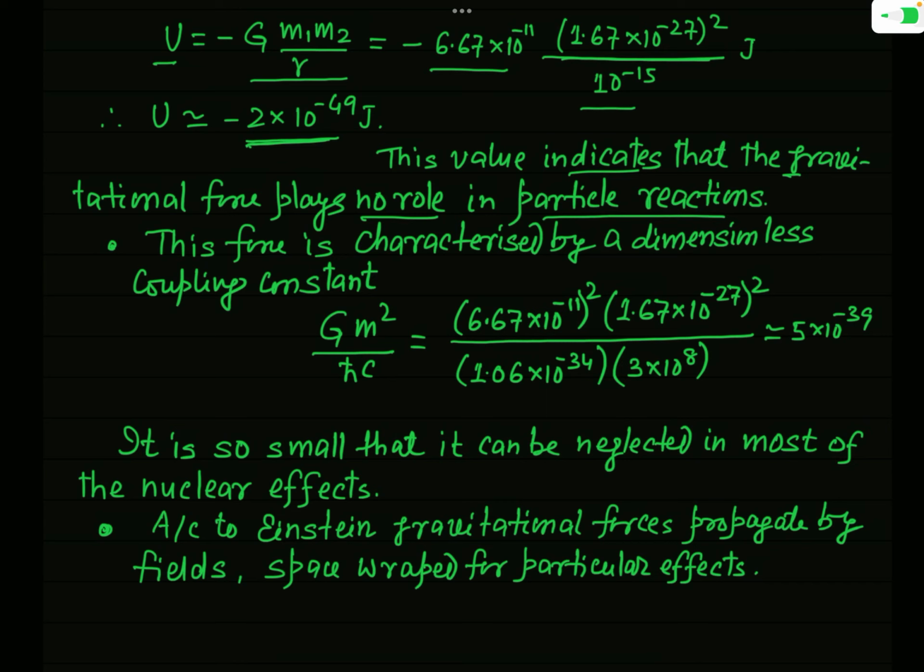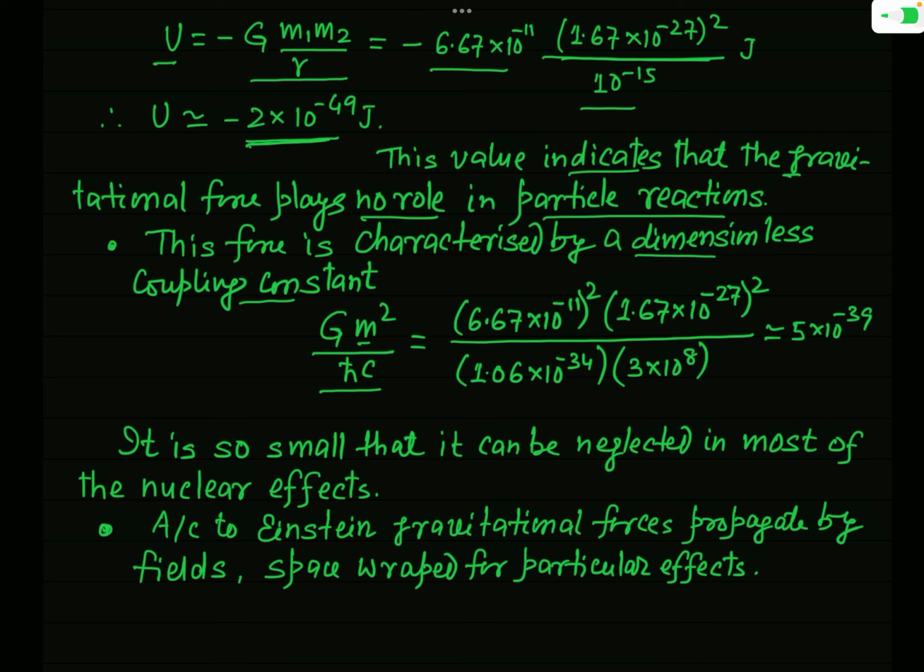When we talk about the gravitational interaction, we will see that the coupling constant of gravitational interaction is a dimensionless number, and it is defined as G m square over h bar c. Here m is the mass of a nucleon and G is the universal gravitational constant. H bar is the reduced Planck's constant and c is the speed of light in free space.